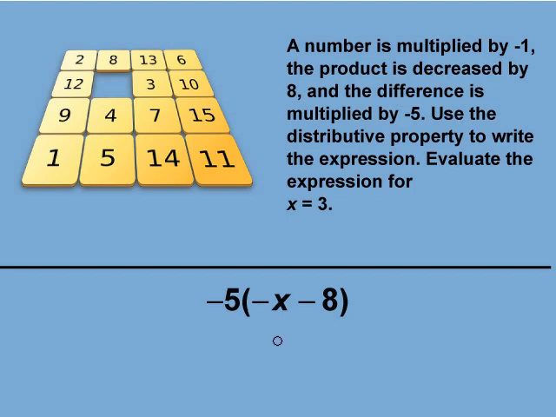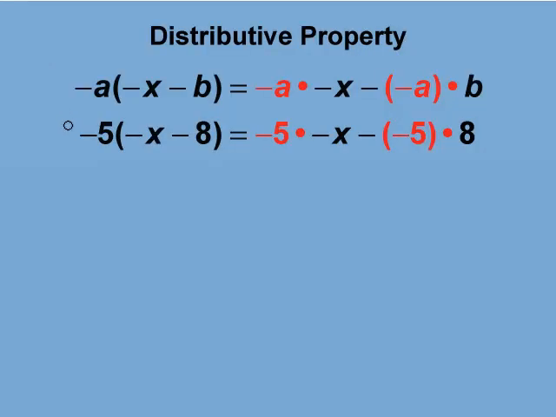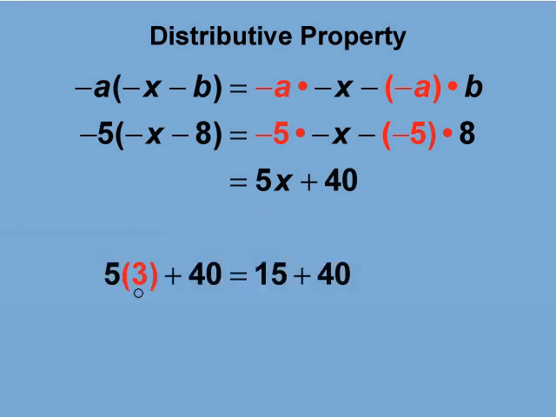This is the mathematical equivalent of this verbal expression. We now distribute the -5 to both terms as shown here. The product of these two negative terms is positive, and the negative sign here changes subtraction to addition. We get 5x plus 40. We evaluate this expression for x equals 3 as shown here. We get 15 plus 40, which is 55.